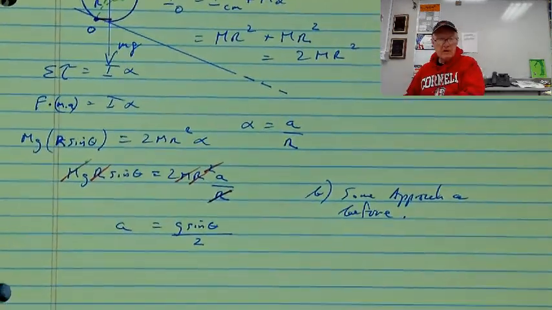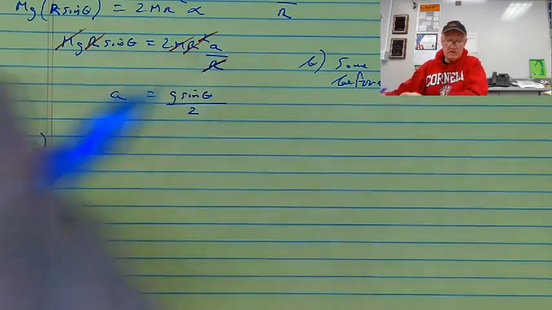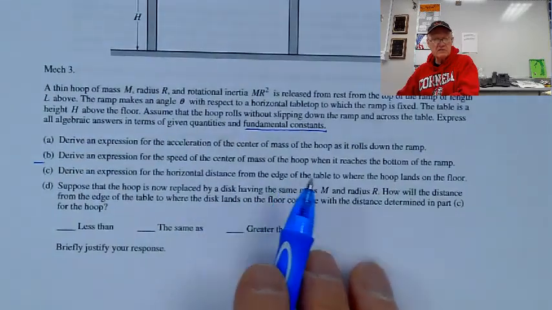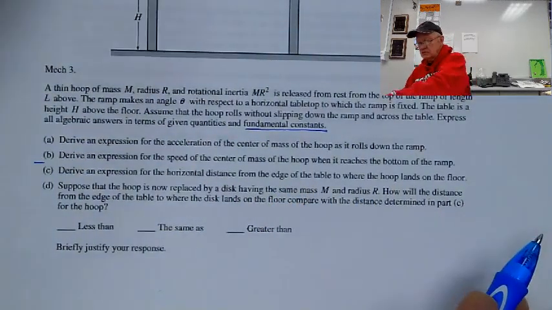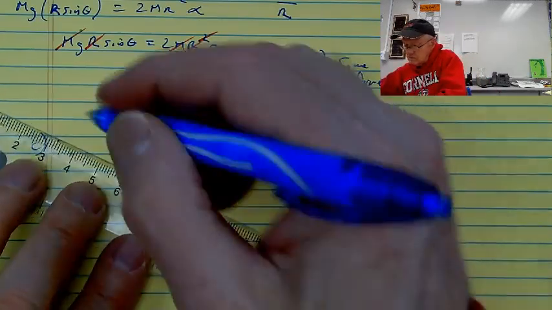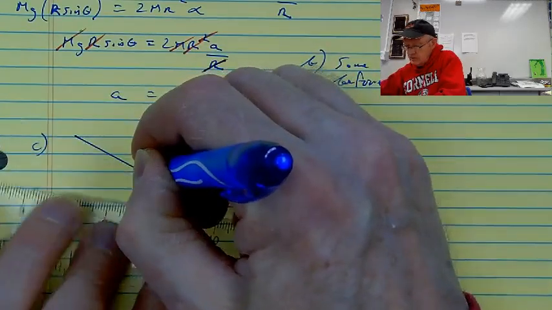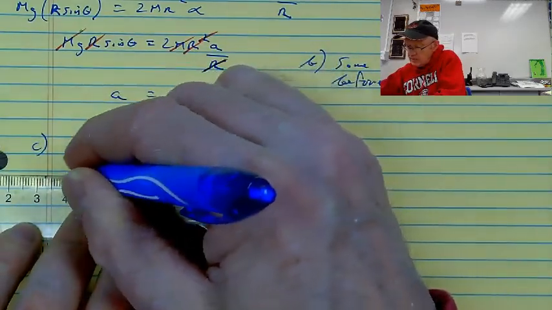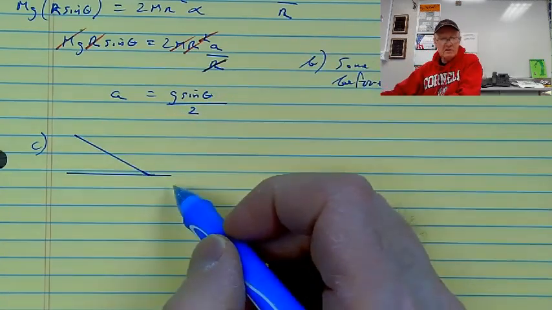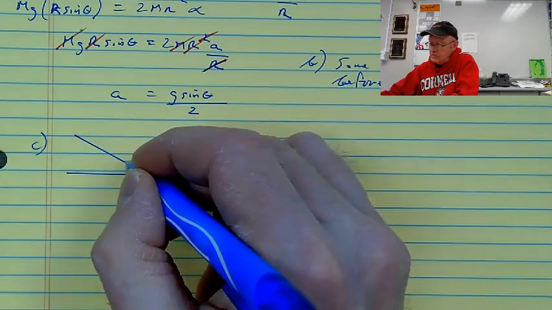Part C says, derive an expression for the horizontal distance from the edge of the table to where the hoop lands on the floor. So I guess this calls for another little sketch. We can make it a little bit tighter than before. Here's our ramp. Here's the table. That transition is meaningless; it's supposed to be energy neutral. The hoop comes down, hits that little transition from the ramp to the horizontal, and that's not supposed to be an issue for us.